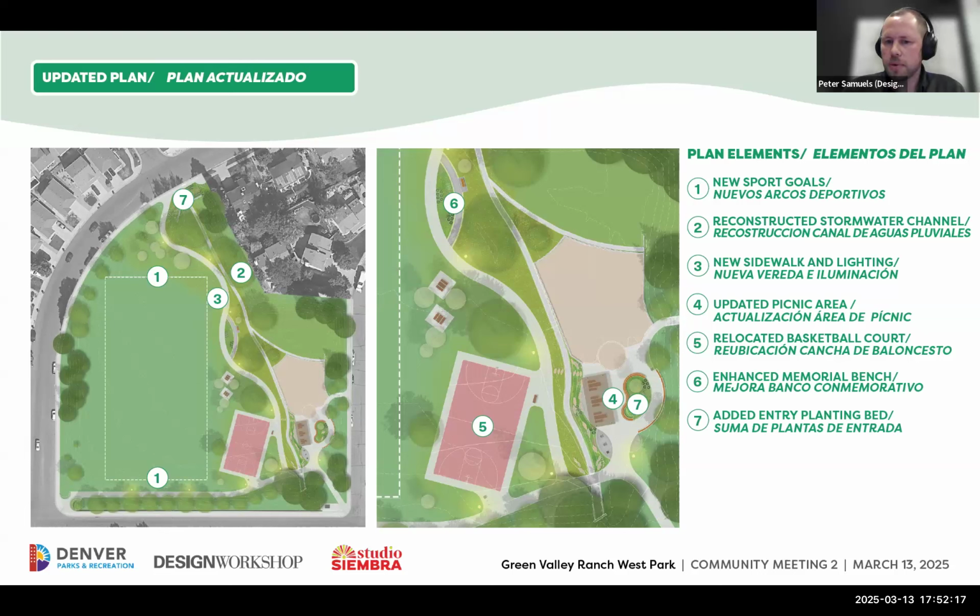4, moving on to the image at the right, we've updated the picnic area. 5, you're seeing our relocated basketball court, which we'll also discuss in greater detail in a later slide. 6, we've relocated the current memorial bench and tried to give it a little more space and to elevate that. And then 7, we provided new entry planting beds, both at the picnic area, and then also, just to go back to the image at the left, at the northern entrance of the park.